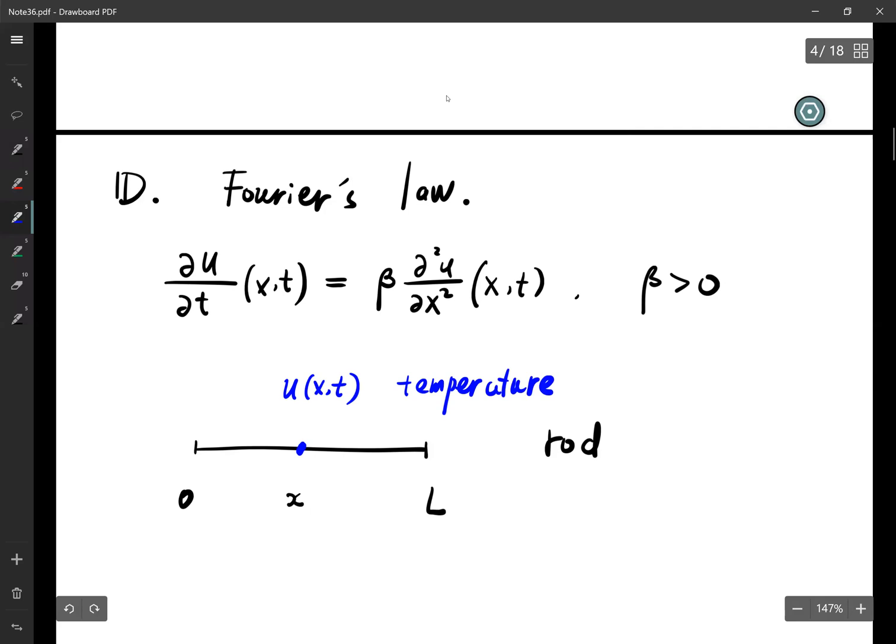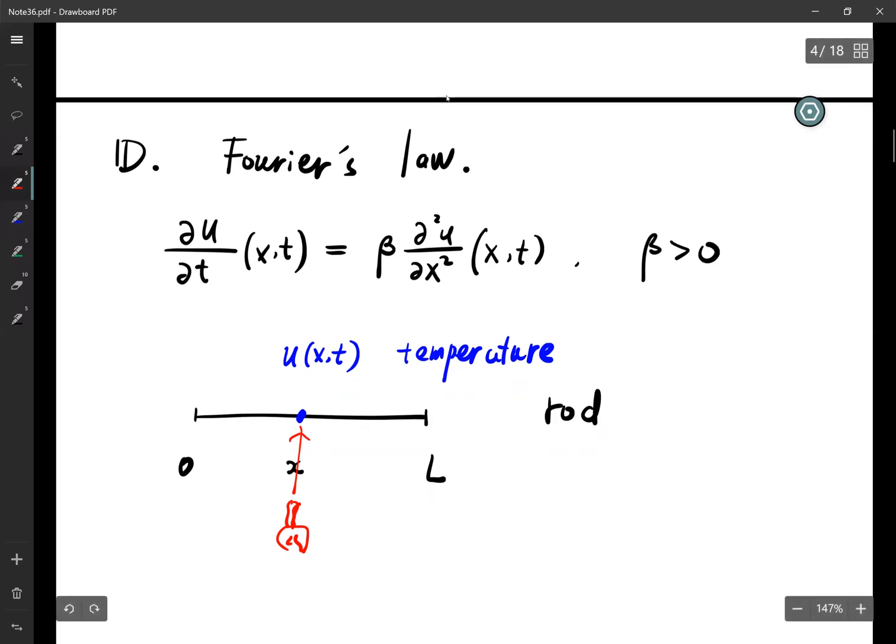The temperature of this rod at this point. So let's say that this rod is made of iron, and you can imagine that if I just heat it up exactly here, then this part is going to become hot, but later the heat is going to dissipate towards the boundary as well. So the heat equation exactly describes such a process.